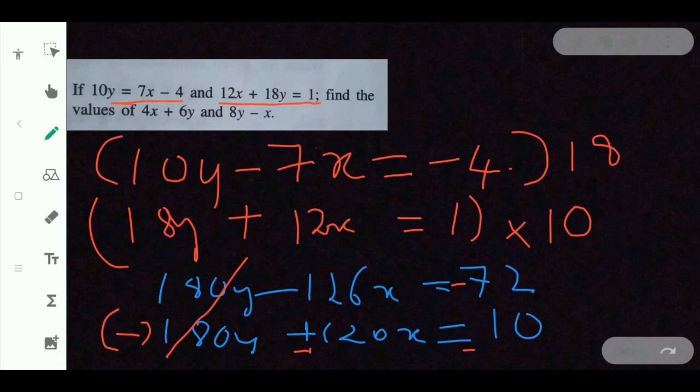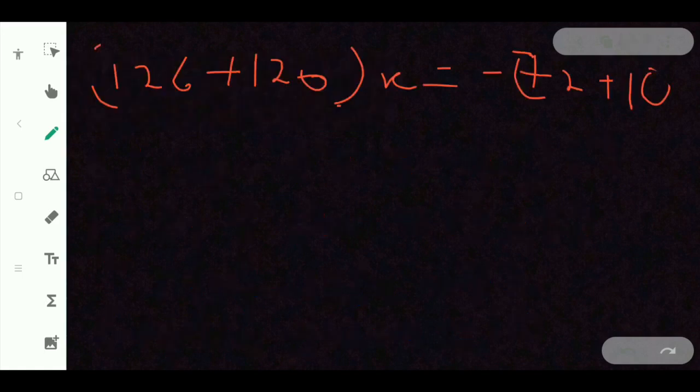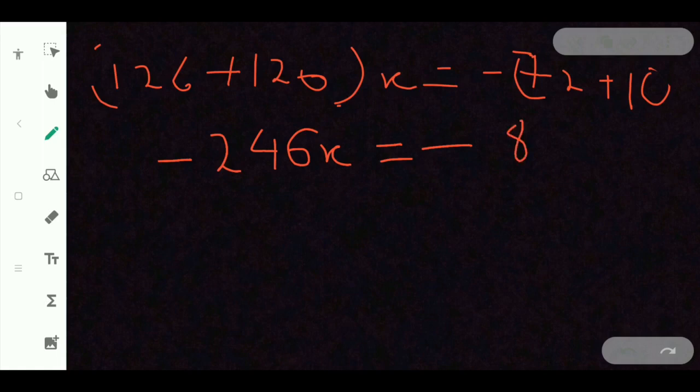Here both of the signs are minus, so it will be minus 246x, which is equal to minus 82, where minus gets cancelled, so I am rubbing those. We are getting x is equal to 82 by 246.